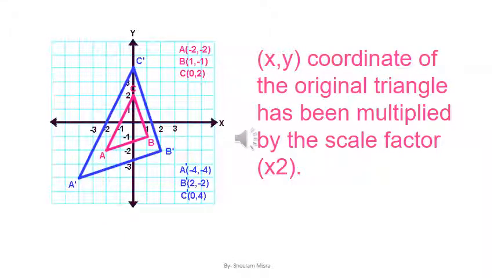This is again an example of scaling. Here a triangle ABC is scaled by 2 units in all directions, and now it is denoted by A', B' and C'. The new coordinates will be A' is equal to -4, -4, B' is equal to 2, -2, C' is equal to 0, 4.